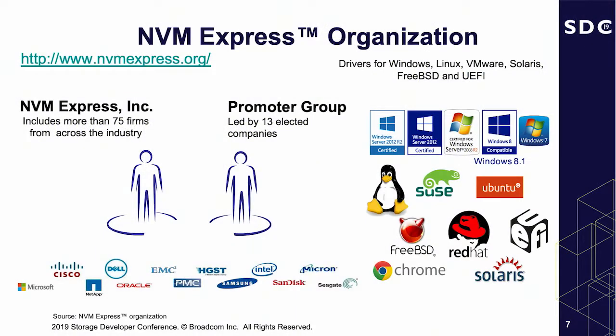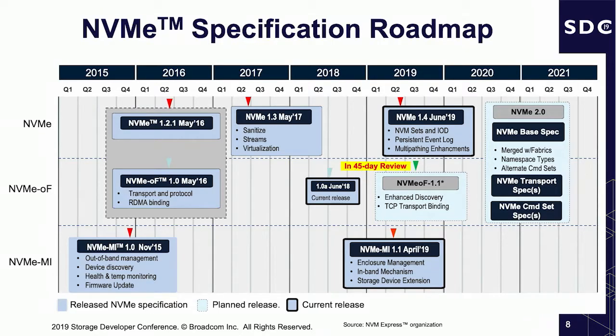So I believe all of you know this. I don't need to go over this. Just one line: this is the organization that creates the base standard, the fabric, and the management standard. And this is the roadmap. So basically, NVMe 1.4 is out. There are a couple of really cool features. There's a base spec coming out at the end of 2020 that merges with the fabric, and then the rest of it, management and the fabrics, some of them are in review.